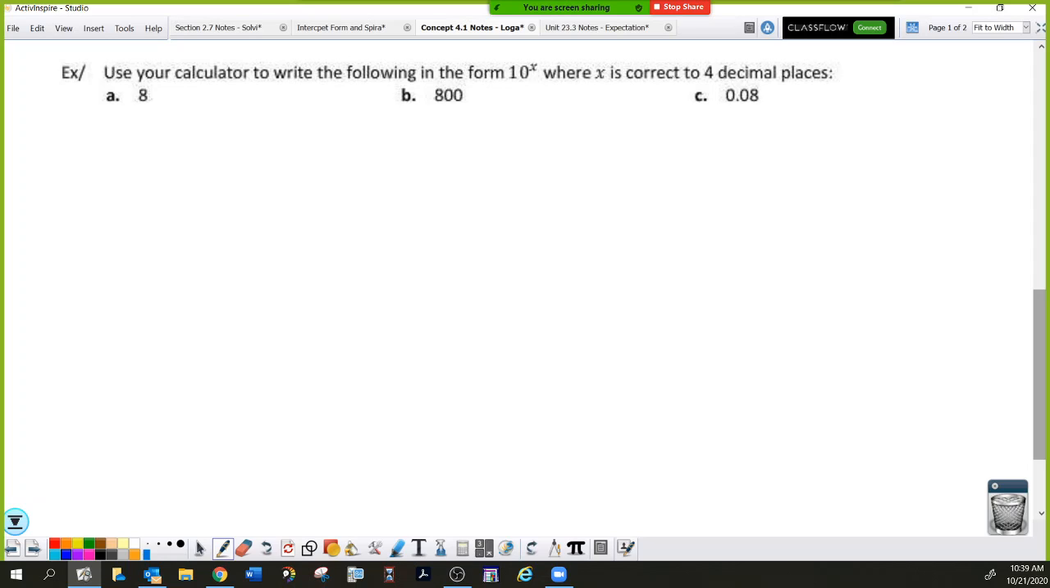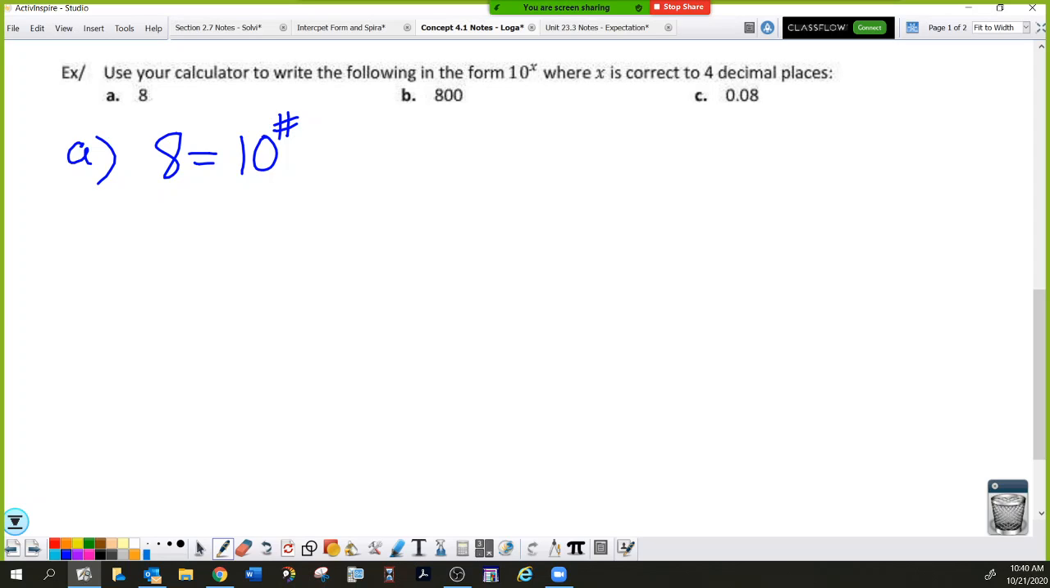Okay, this one says to use your calculator to write the following numbers in the form 10 raised to some x, where x is correct to 4 decimal places. Let me show you what we're talking about. I'm trying to say that 8 is 10 raised to some number, like this.